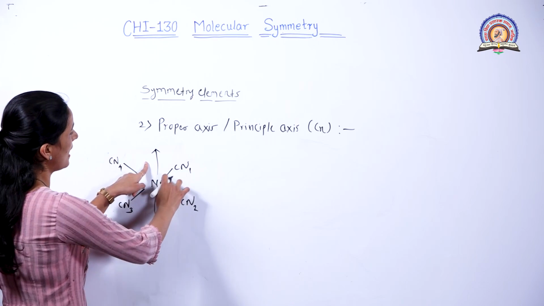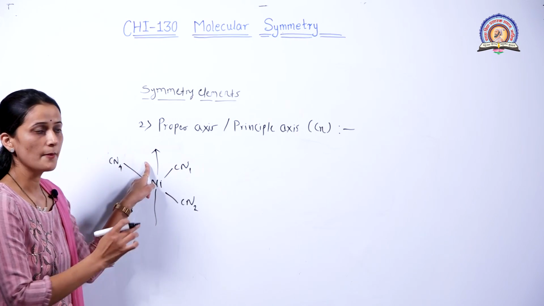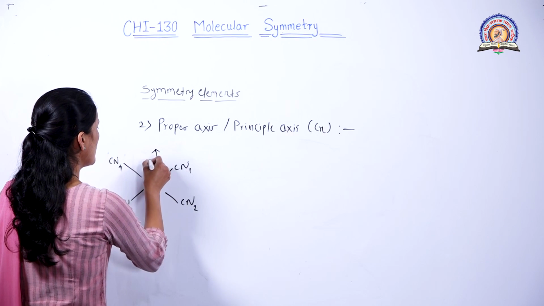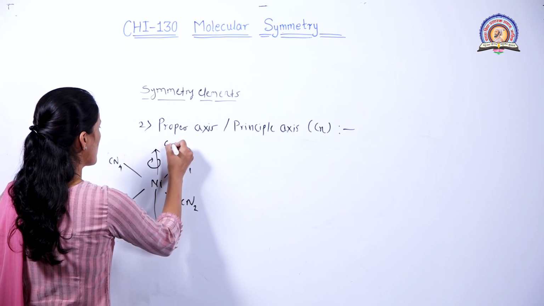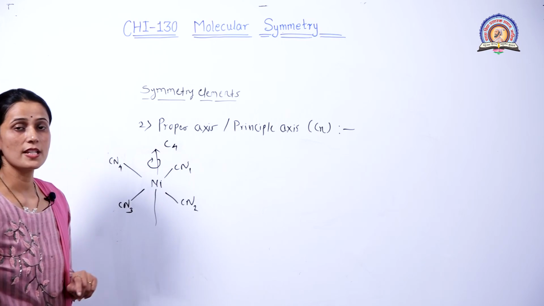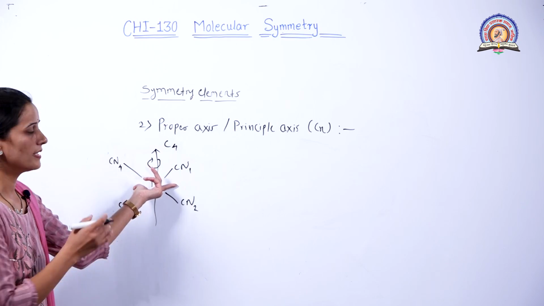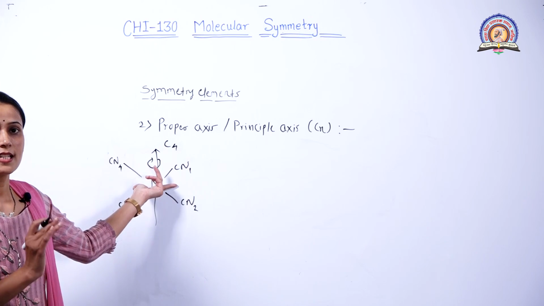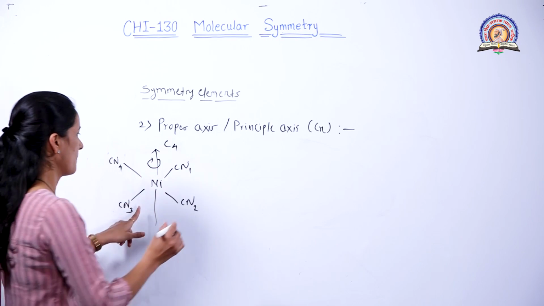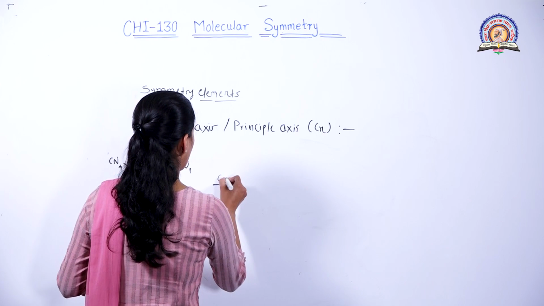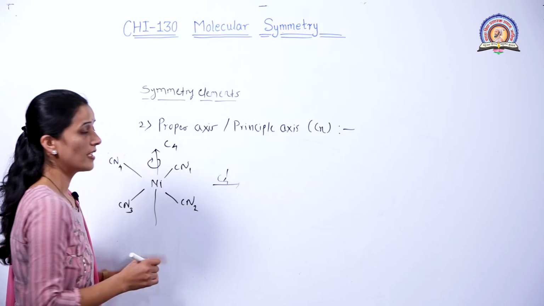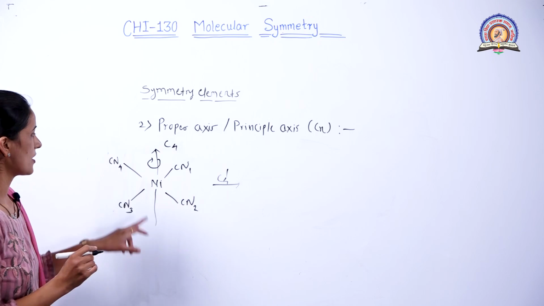As this nickel contains 4 cyanide ligands, the rotation is C4. That is, the principal axis is C4, because 4 rotations are possible in this compound, and we get the same, identical molecule. So let's see C4-1. But now the question is, what is the degree of rotation?